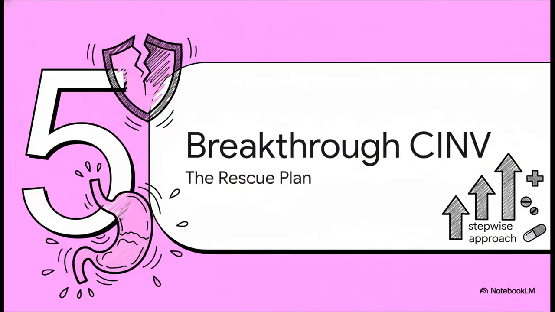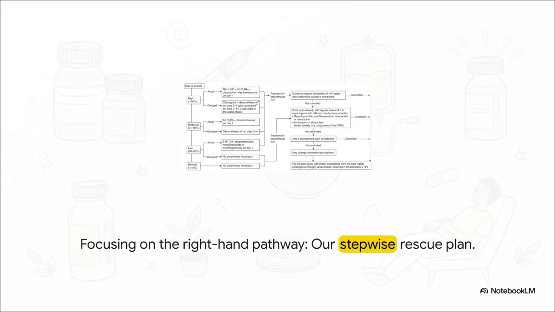Okay, so what happens when we do everything right, we follow the guidelines perfectly, and our patients still get sick? Despite our best efforts, some patients will experience breakthrough nausea and vomiting. So let's talk about the rescue plan. Let's go back to our big roadmap, but this time we're looking at the right side of the chart, the part labeled Treatment of Breakthrough NV. This is our step-by-step guide for when things don't go according to plan.